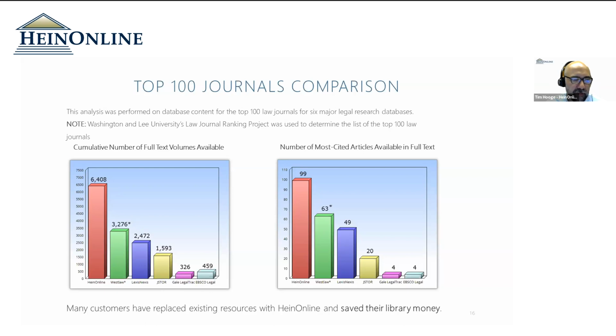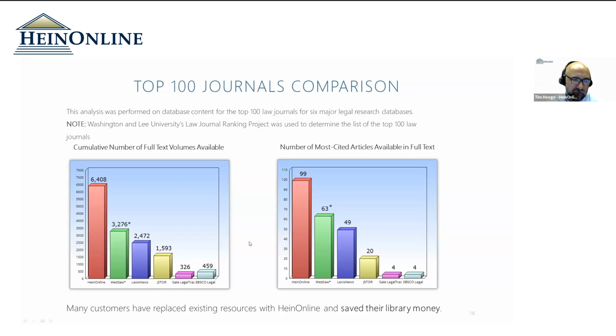If we look at the left-hand side of the screen here, you can see that HeinOnline, at the time of doing this study, had over 6,408 volumes available from those top 100 titles. The next closest number that came in was just about half of that at 3,276. And then the numbers just continued to decline from there. For the number of most cited articles available in full text, we had 99 out of 100. The next closest was at 63, and then again the numbers just continued to decline.